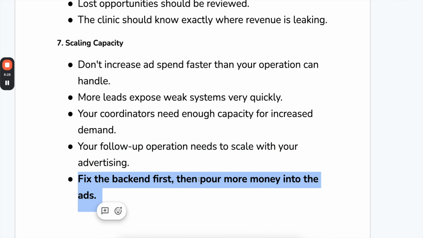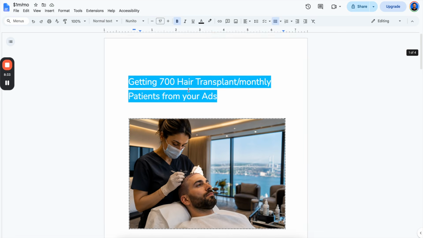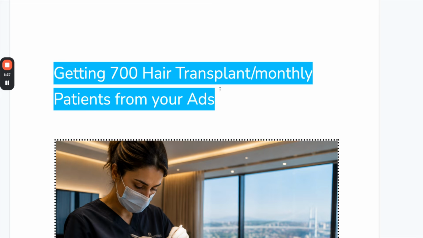Okay, so fix the back end first, then pour money into the ads. If you're trying to get another 700 hair transplant patients a month from your ads, then this is what you need to do.